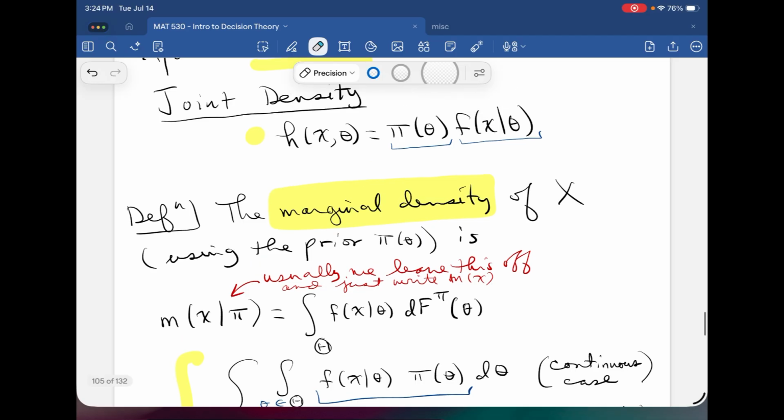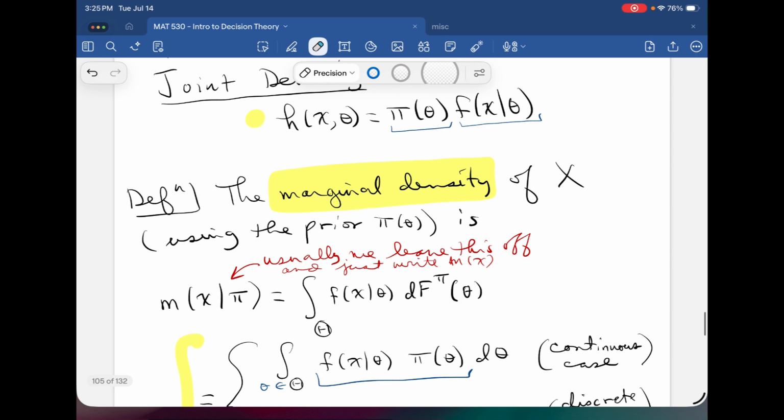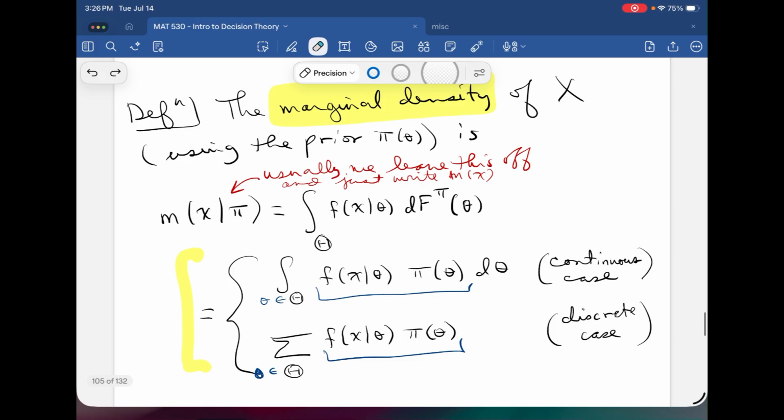To get the marginal density of x, we integrate the joint distribution. So you can see here that we're integrating out theta, so we're integrating over the parameter space. And recall this notation with d sub capital F, which we've looked at before. And so if we expand that, if we write that in a more common way, assuming that we have a prior density, then we get this for the continuous case and this for the discrete case.